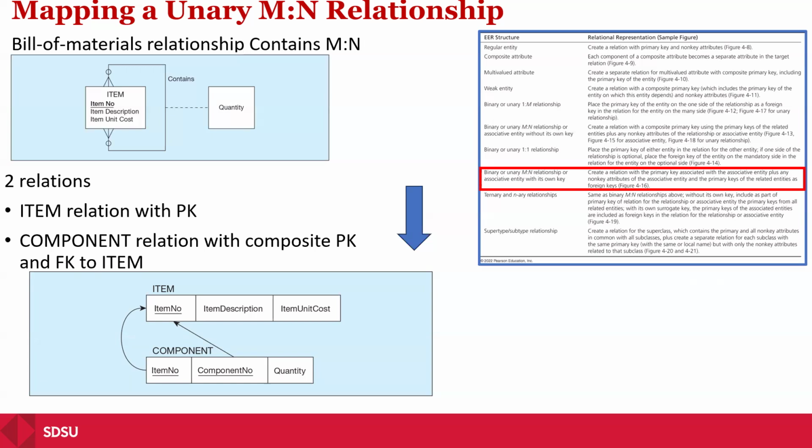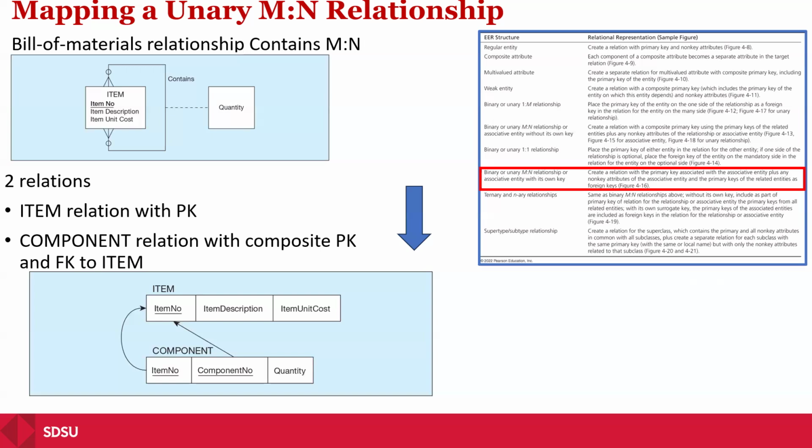And in this case, we have a very interesting situation. We have two foreign keys which relate to the same item number. Why?